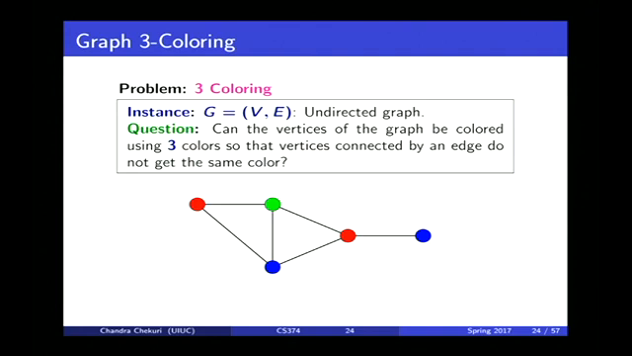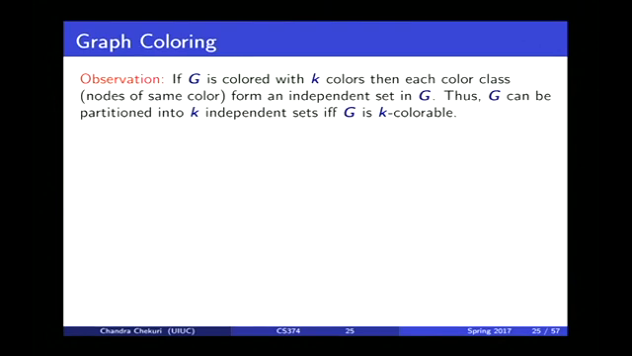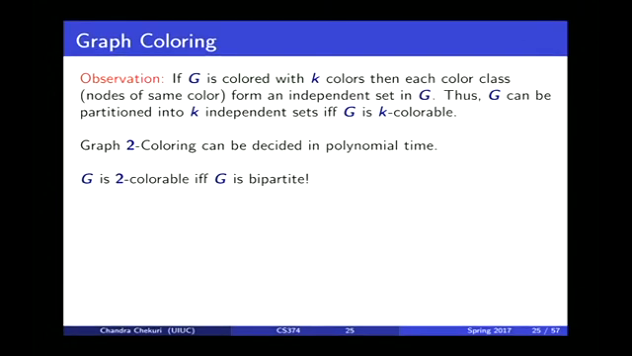K equal to 1 is trivial, k equal to 2 is interesting. Bipartite graphs, you can do it in linear time using breadth first search or other methods, while k equal to 3 is NP-complete. And it's a very clever construction. It's one of my favorites. We'll see it next. Okay?